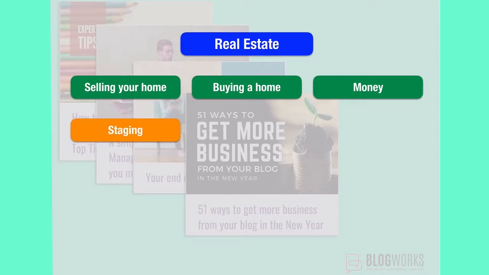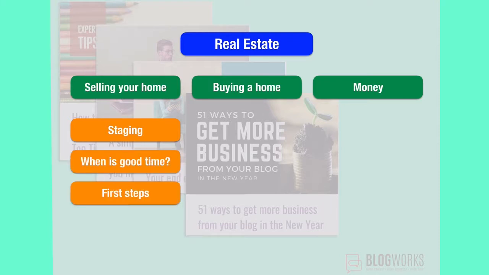So for example, when it comes to selling your home, there's this whole idea of staging. How do I make my home look really attractive? How do I improve my bathroom, put some new address signs or numbers on the wall outside, all that staging stuff. When's a good time to sell my home? What are the first steps? Maybe a checklist. And then how to choose an agent.